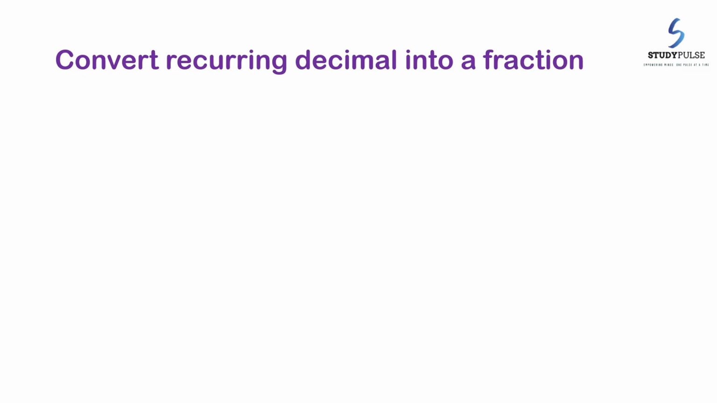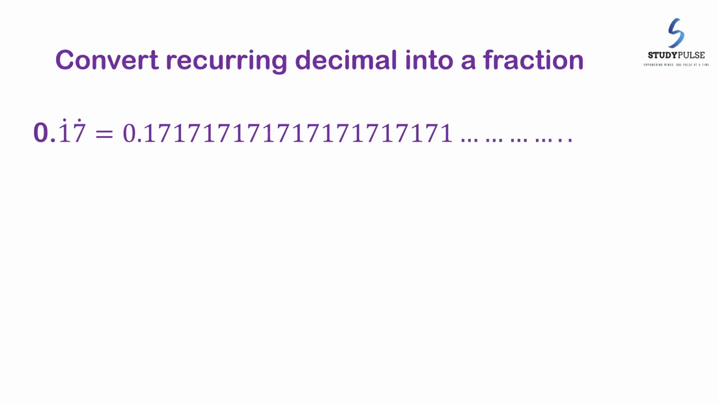The key idea is to use algebra to cancel out the repeating part. Let's convert 0.17 recurring into a fraction. This number is going to repeat as 0.171717 forever. The first step is to make x equal to 0.17 recurring.